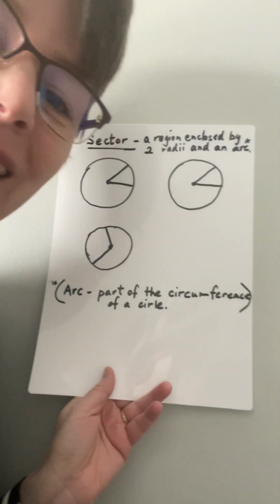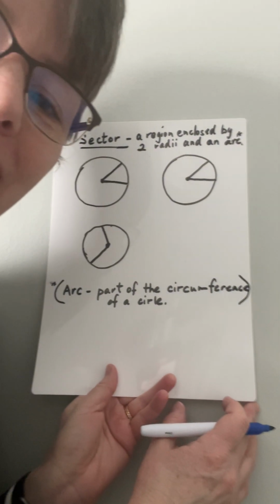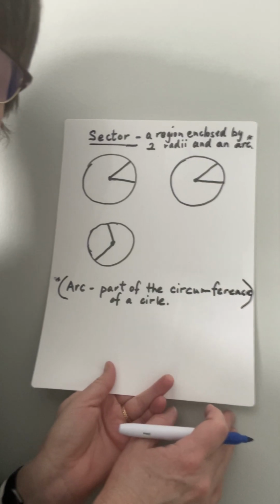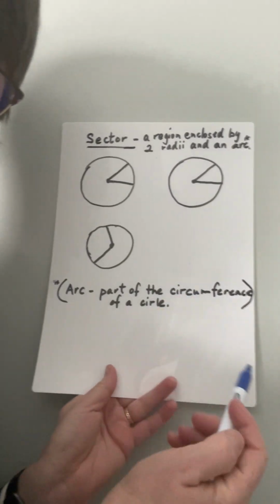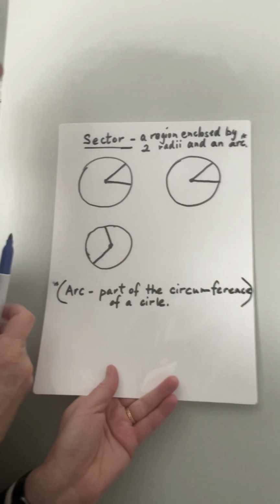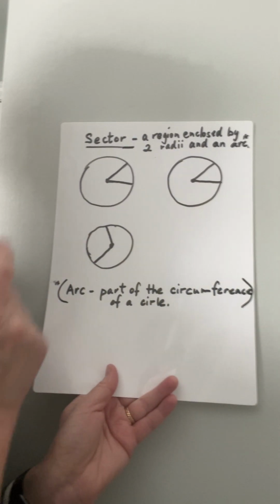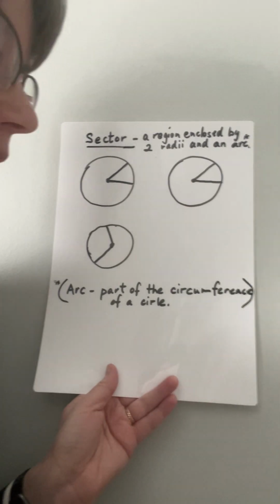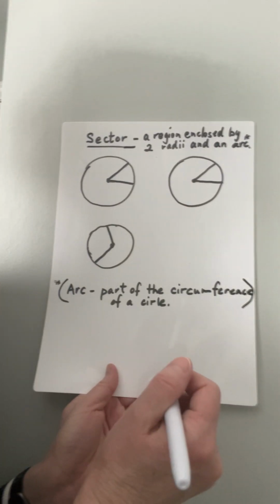Hello everyone. Today we're learning about sectors and arc lengths, segments, and chords. So a sector is a region enclosed by two radii and an arc. Okay, so radii is plural for radius, so more than one radius.